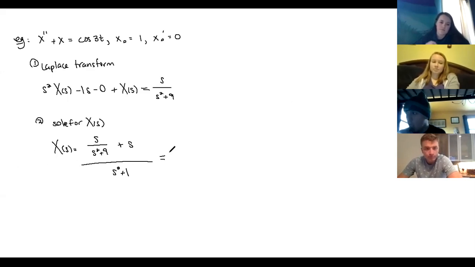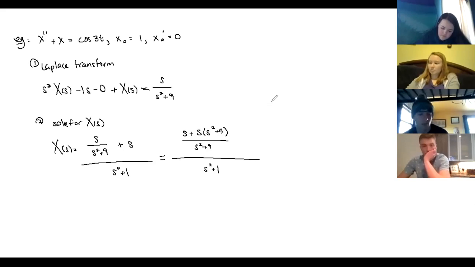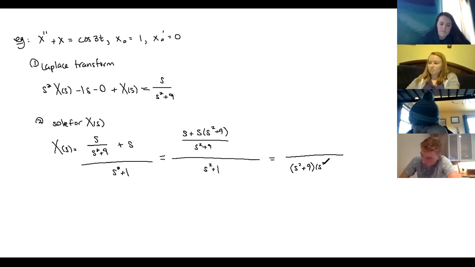If we find a common denominator in the top, we're going to have s plus s times s squared plus 9, all over s squared plus 9. And then all of that is still over s squared plus 1. You almost always want to find a common denominator. That's going to make your life so much easier. And then I'm going to distribute through the top and make one single denominator. So my denominator is s squared plus 9 times s squared plus 1. And then my numerator, rearranging terms a little bit, is s cubed plus 10s.